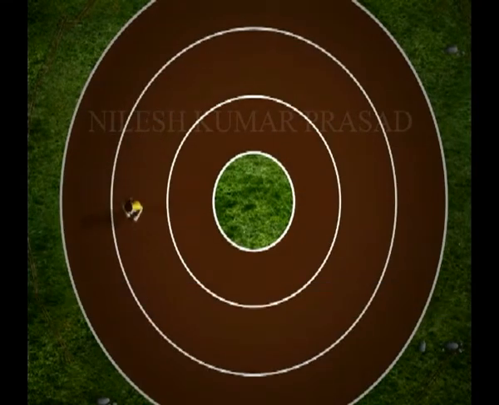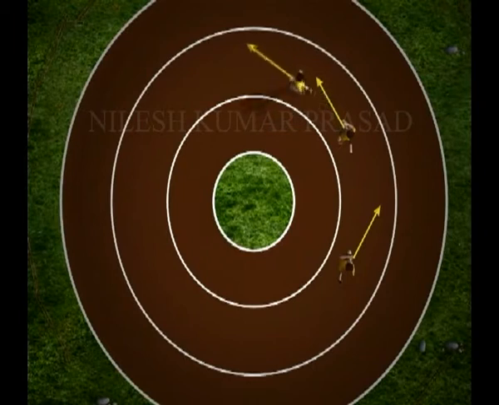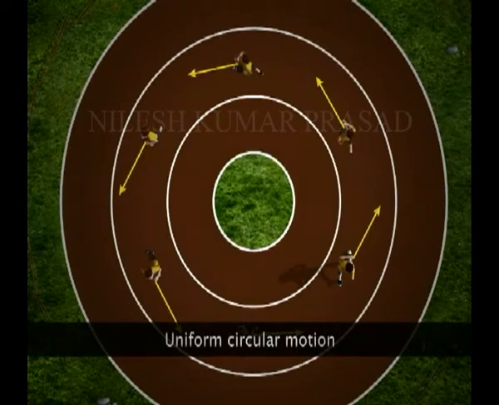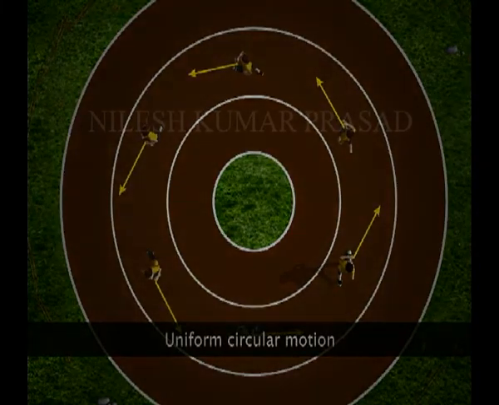When running on a circular path, the runner can keep running at a constant rate. But the direction of his movement changes continuously as he stays within the circular path. This is known as uniform circular motion. Let us learn more about it here.